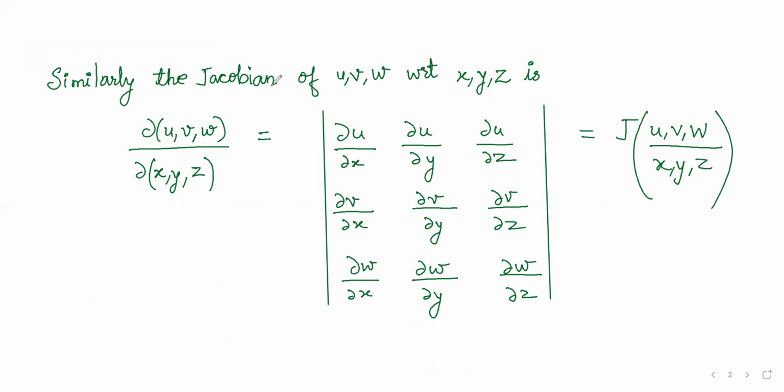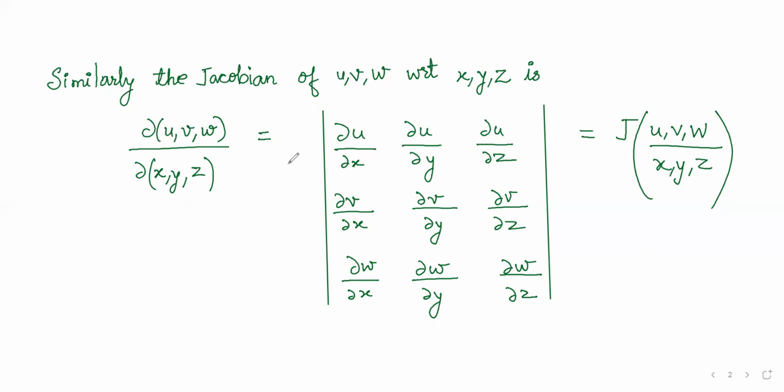means we have to find the Jacobian of u, v, w with respect to x, y, z, then delta (u, v, w) upon delta (x, y, z) will be equal to del u by del x, del u by del y, del u by del z, then del v by del x, del v by del y, del v by del z, and then del w by del x, del w by del y, and del w by del z. So this will be the Jacobian of u, v, w with respect to x, y, and z. By solving this determinant, we can get its value.